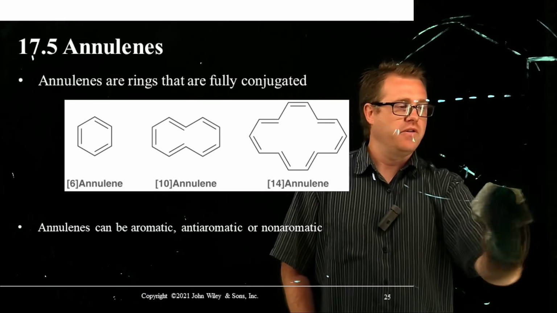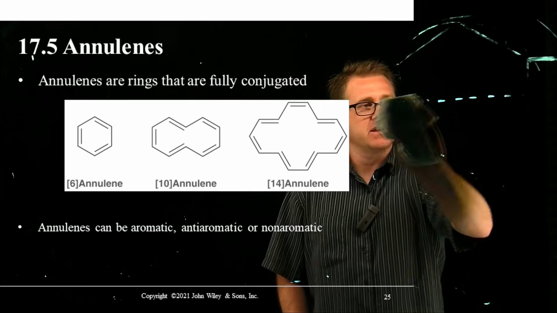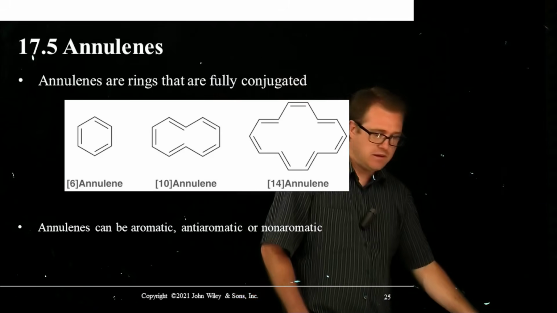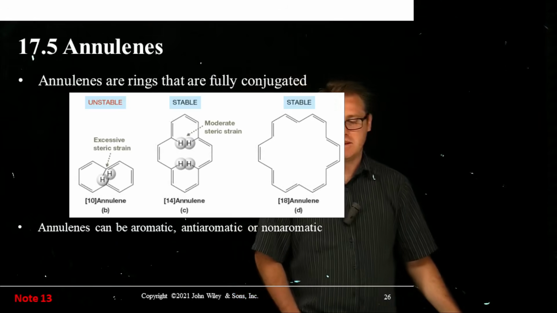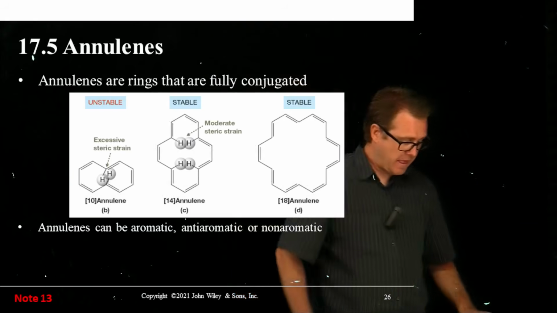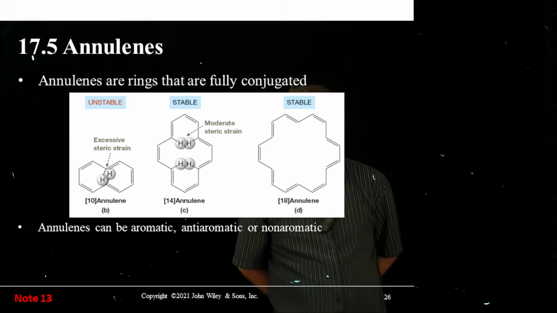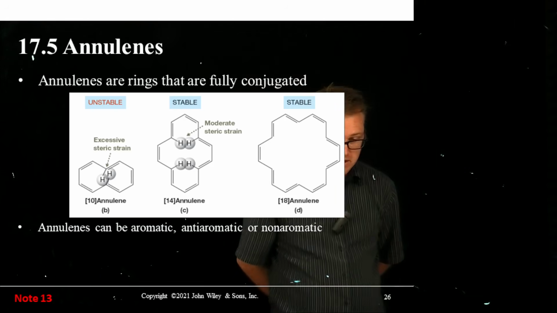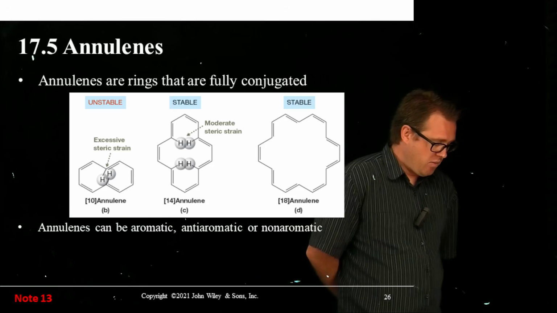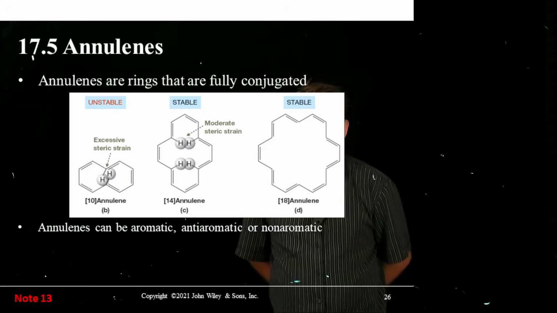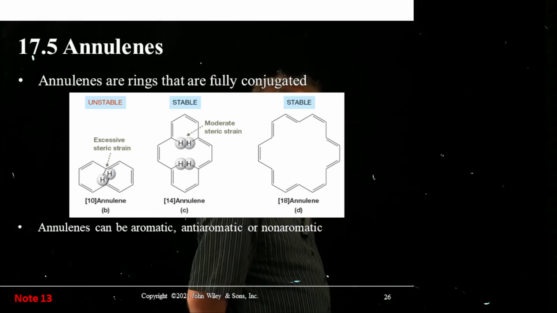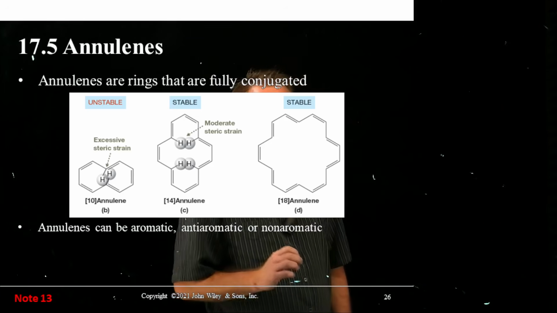So I want to show you a few of them and give you some more experience looking at these compounds. So the 10 annulene, we see that it's cyclic. We see all of the carbons are sp2 hybridized. We see it's conjugated. But it is not going to be anti-aromatic or aromatic because it's not planar.